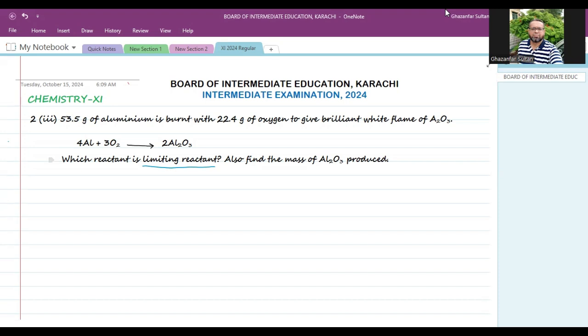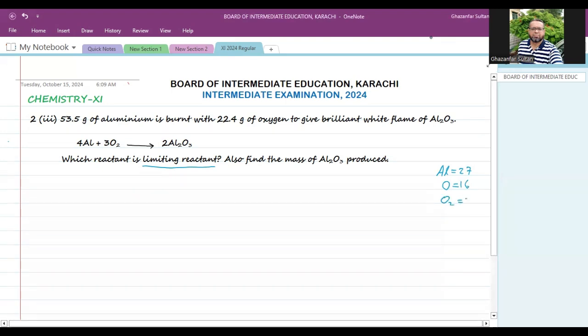The next part of the question is definitely the same: you are to calculate the mass of aluminum oxide produced. Such types of questions can be solved in two ways. Such stoichiometric calculations need the molar masses of the reactants. The molar mass of aluminum is its atomic mass, which is already given on the top of the paper. It is 27. And the atomic mass of oxygen is 16, but its molar mass would be 32.